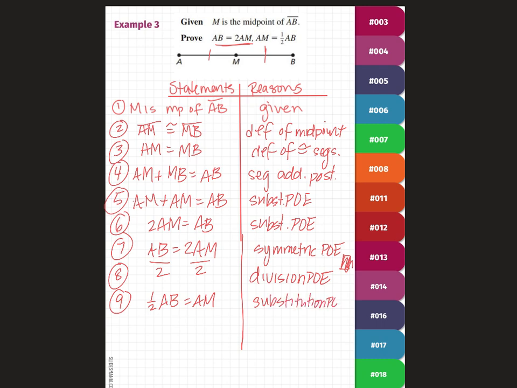And it doesn't quite look like what I need. So my final step is going to be that AM is equal to 1/2 AB. And that, of course, is going to be symmetric. And so now I can put my square again because I've solved for the second proof.